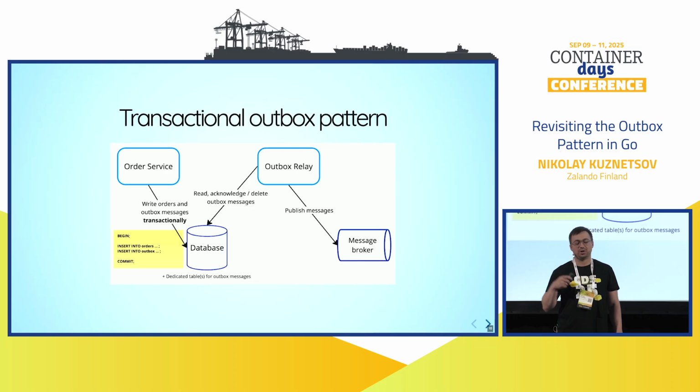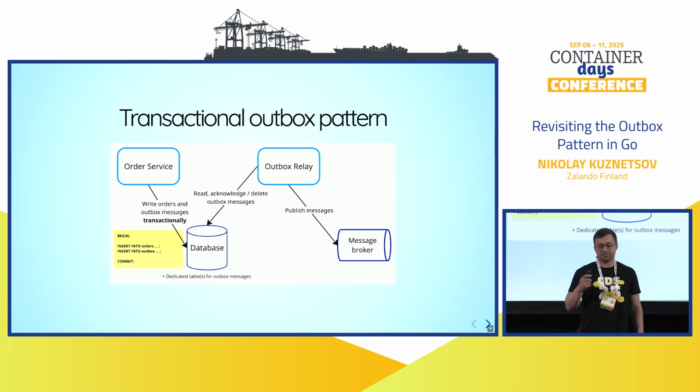So when we write data to the database, we open a transaction and we store our intended domain entity, order in our case. And in the same transaction, we store the message which we intend to send to the message broker. And then we commit the transaction. So in that way, it happens atomically. Either the transaction is committed or it's not committed at all.